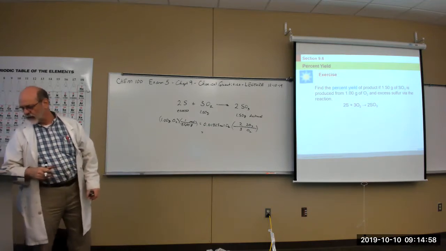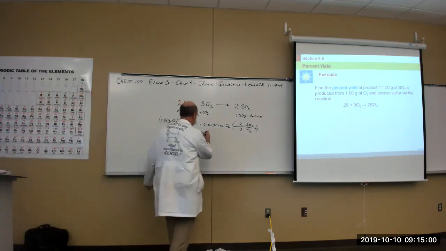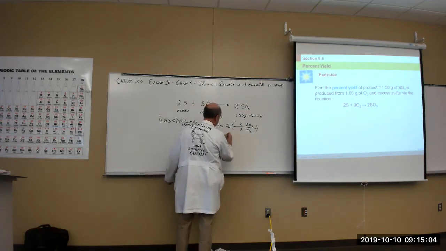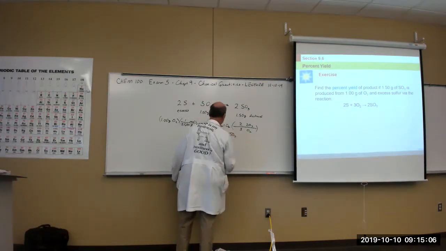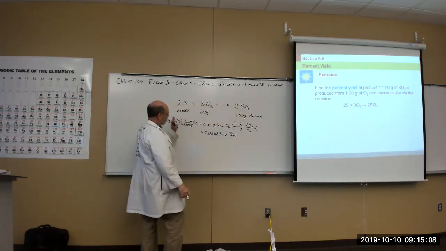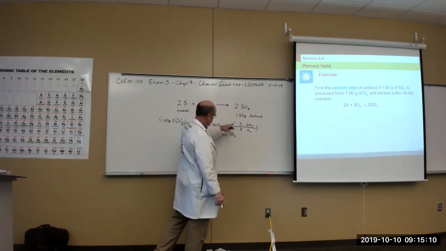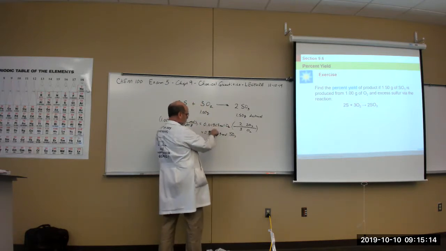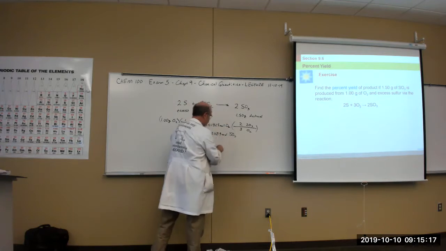is 0.0208.3 moles of sulfur trioxide. Okay. So now we crossed the great divide because we converted to moles first. And now we've got this many moles of sulfur trioxide.